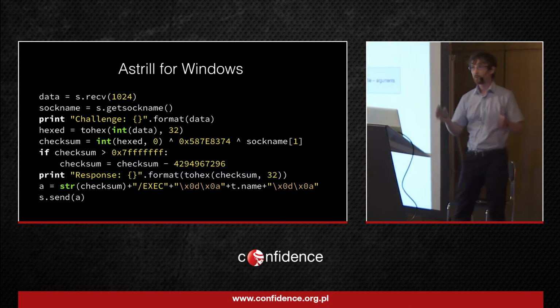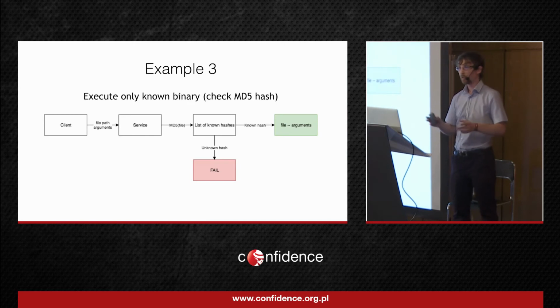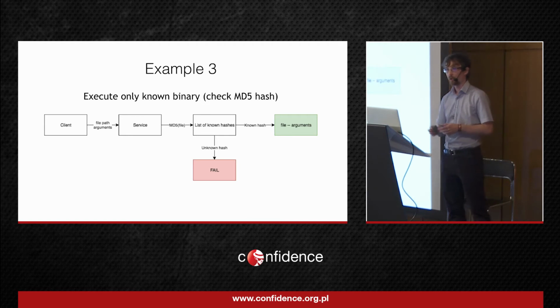Okay, so how can we improve this software even more? We know that executing everything which is passed through the socket is not a great idea. So maybe we will be executing only specific binaries. And that's example number 3. One of the vendors has this idea that we give the service a path and the service calculates a hash, for example MD5, and then compares this hash with a list of known hashes. And only if the service knows this hash, it executes the file. If not, nothing really happens.